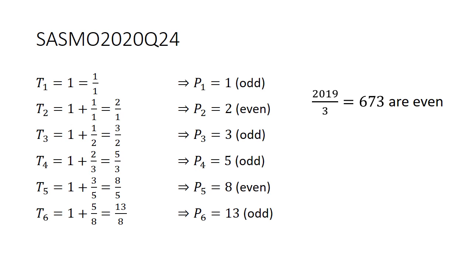All in all, 1/3 of the numbers will be even because it's going to follow an odd, odd, even pattern. That means that the number of odd terms would be 2/3 of 2019, which is 1,346 odd numbers.